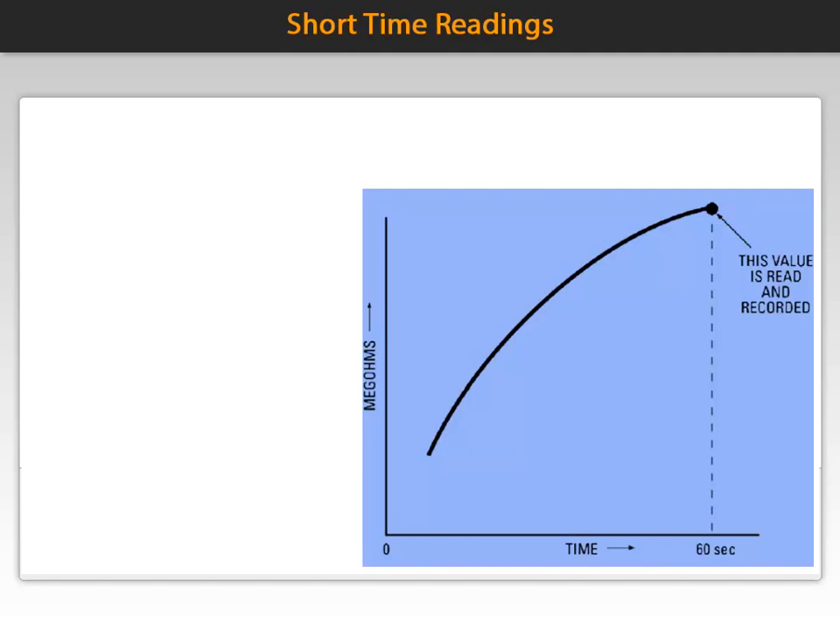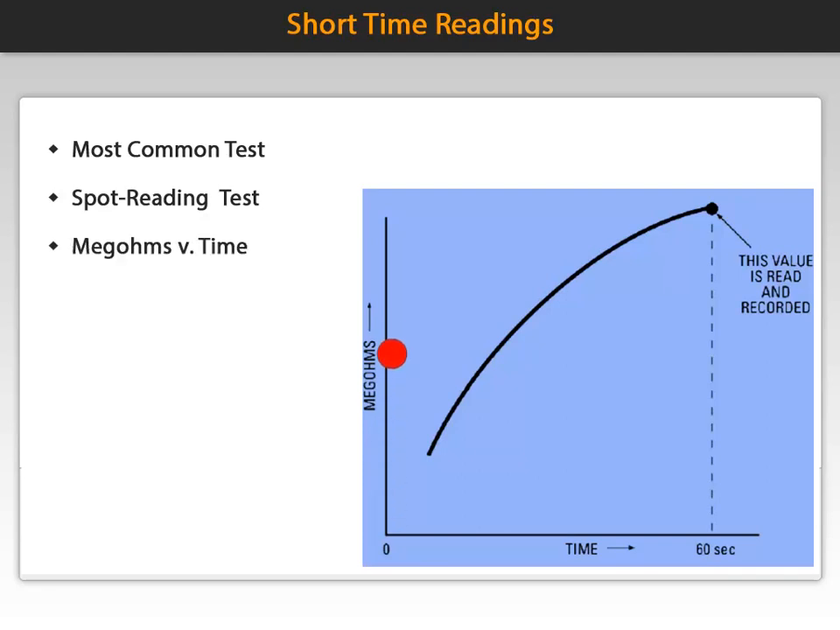A short time readings test is the most common insulation resistance test. It is sometimes referred to as a spot reading. Let's look at this curve to understand what is being measured. The y-axis is megaohm. The x-axis is time. Notice the limitation of 60 seconds as the maximum time. To measure, simply connect the test device across the insulation and operate it for 60 seconds. The resulting value is then read and recorded.